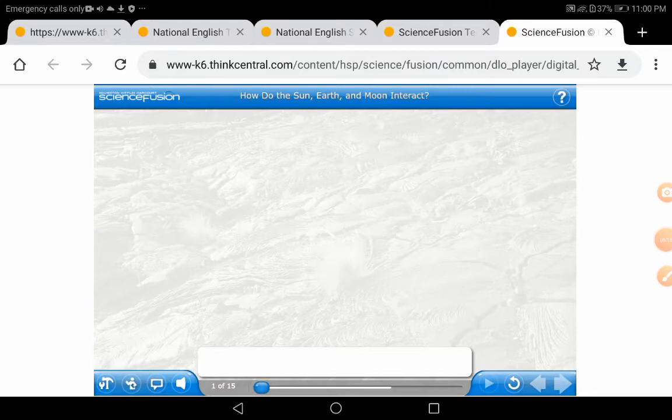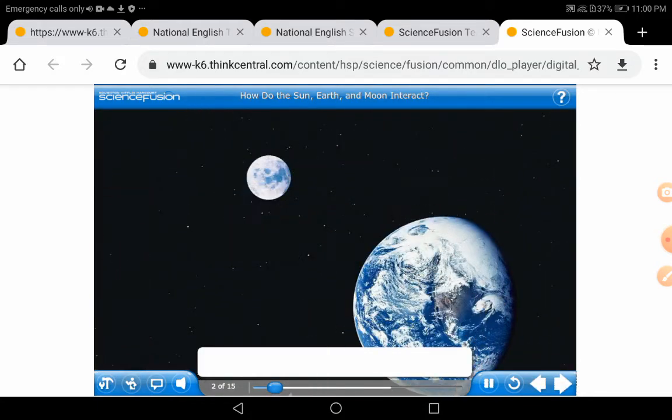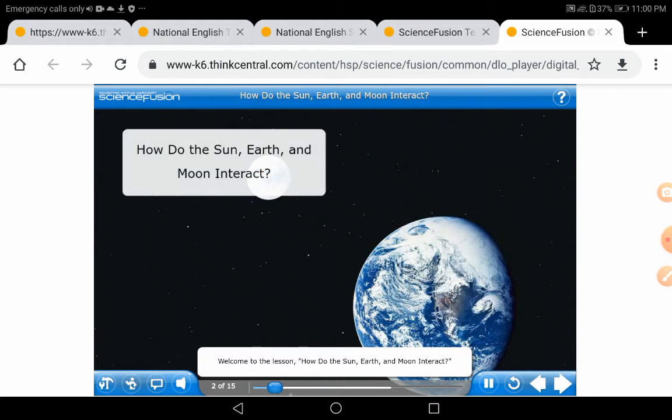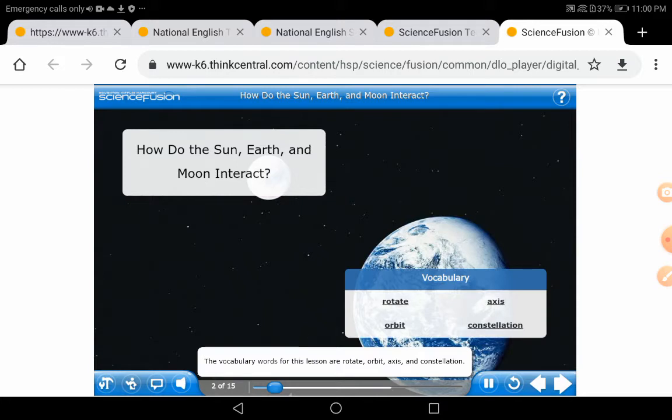Let's see next slide, the vocabulary words. Welcome to the lesson. How do the sun, earth, and moon interact? In this lesson, you'll learn about the motion of Earth and its moon. You'll also find out how Earth's motion causes changes in night and day, and in the seasons. The vocabulary words for this lesson are rotate, orbit, axis, and constellation. Click each word to find out more about it.